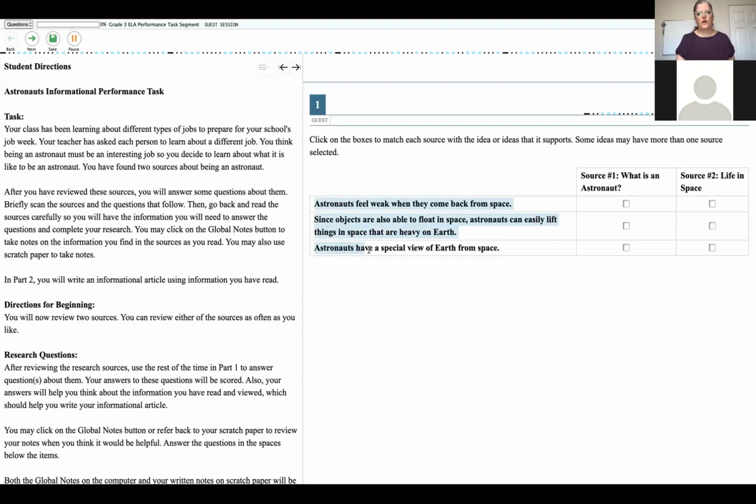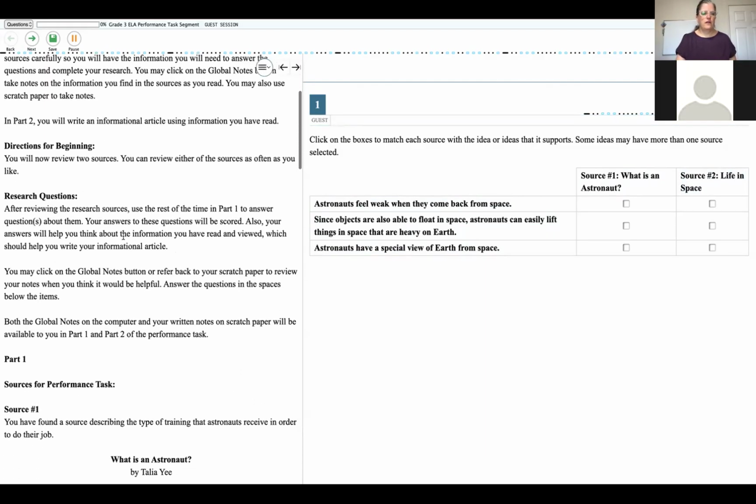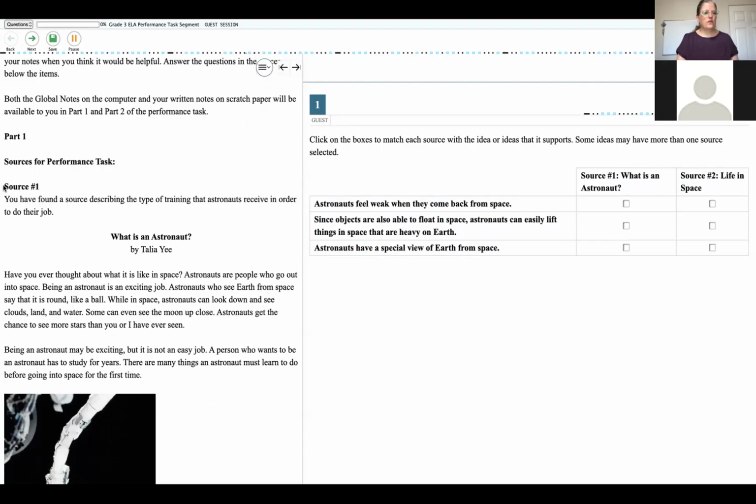So right here is where you're going to see the ideas that they're talking about. The first idea is astronauts feel weak when they come back from space. And then over here, after that, it says source one, what is an astronaut? And then it says source number two, life in space. And I want you to look now on the left side here, and you're going to see source number one, what is an astronaut? That is what they're talking about right here. That's what that means. That's source one right here.